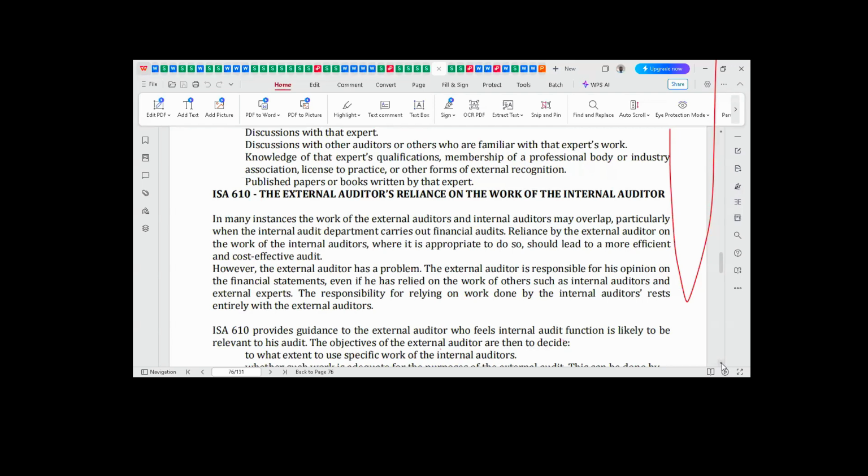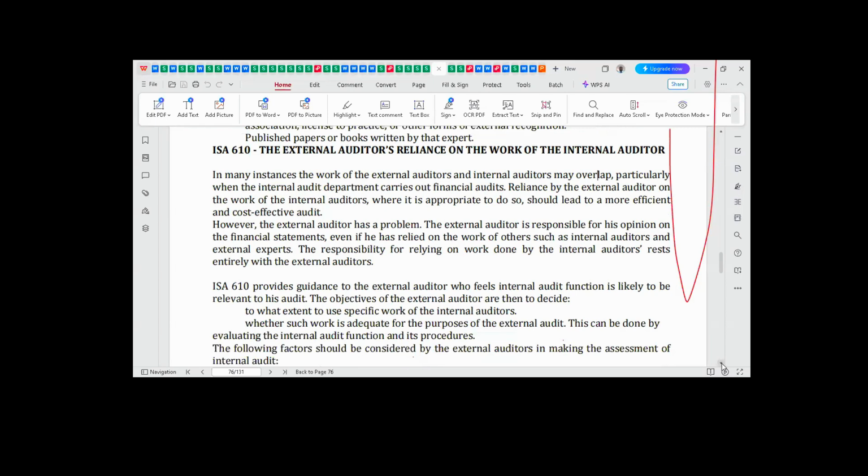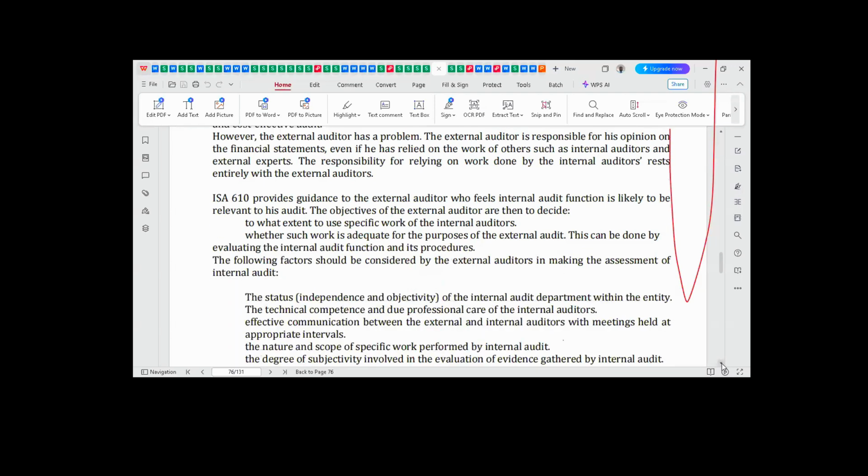Because the internal auditors are more experienced, sometimes they can give guidance to the external auditors on those areas where they are trying to obtain sufficient and appropriate audit evidence. All right. But before the external auditors can place reliance on the work of the internal auditors, the external auditors will need to carry out these evaluations.